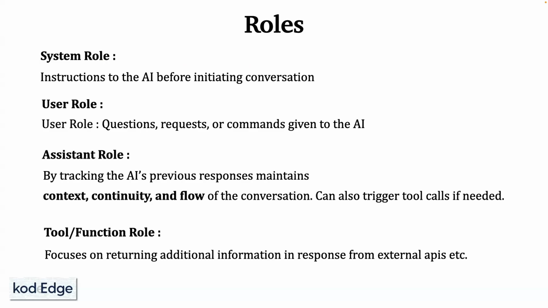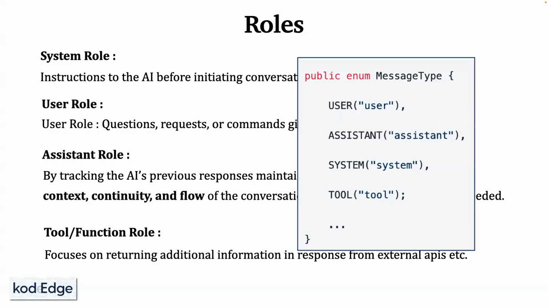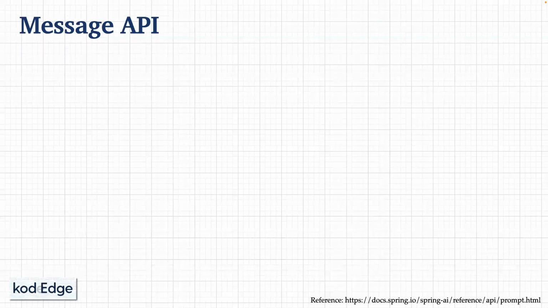And the last one is the tool or function role. This is used to return information from external APIs or tools that the AI model can call to perform tasks or get real-time data. And these roles are mapped using the message type. All these roles are implemented through the Message API.